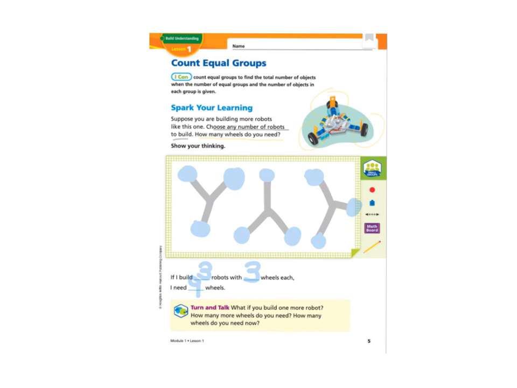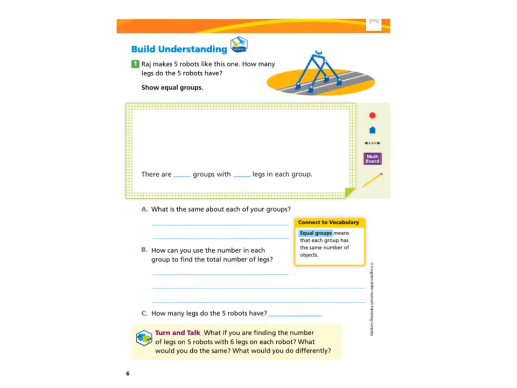I'd like you to go ahead and make sure that you fill in that section as well. So go ahead and pause and count the amount of robots that you made and count the wheels and put the total where it says I need blank wheels, just like I did now. Welcome back. We're going to go ahead and go to the next page, page 6, that looks like this. We're going to work on the build understanding.